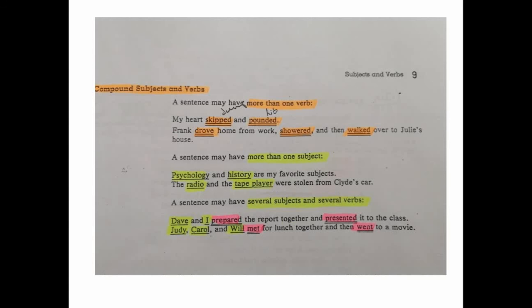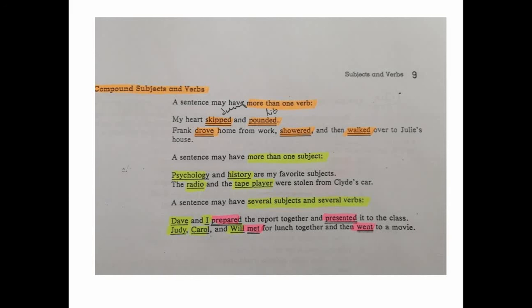Now we will move to something that we call compound subjects and verbs. What does the word compound mean? Compound is to bring more than one thing together. So you have more than one thing brought together, most of the time using "and." Sometimes in the first group, the one I chose for you in orange, we have more than one verb for each sentence. Not one verb, but two or three or more verbs. My heart skipped and pounded.